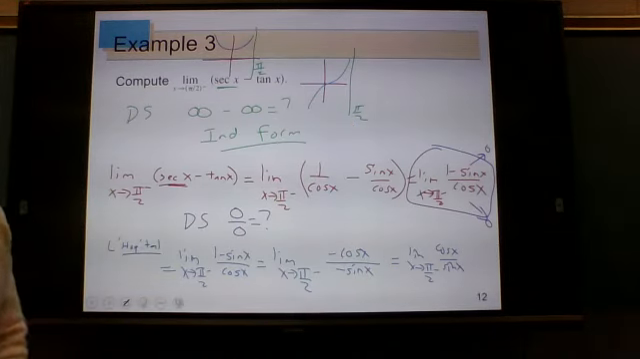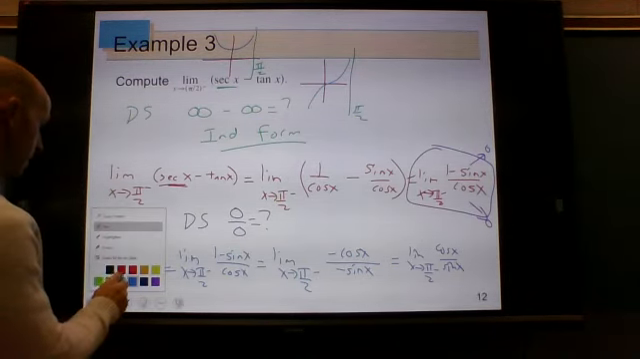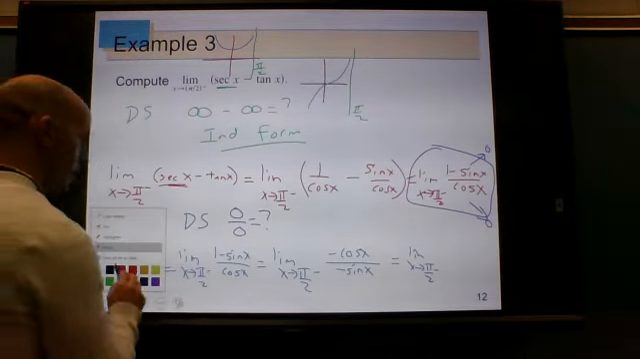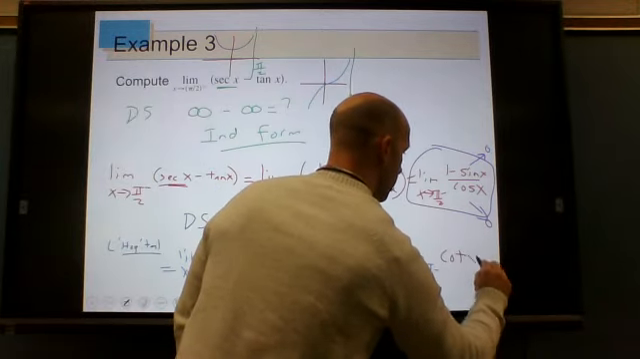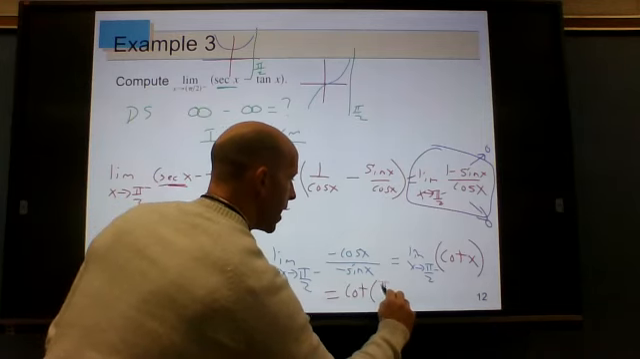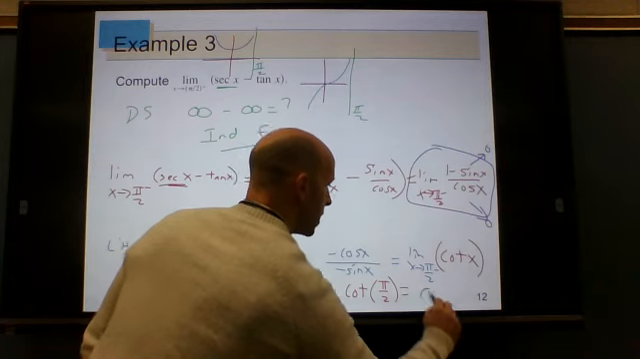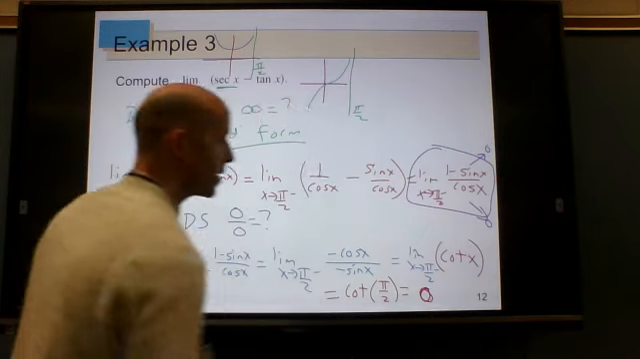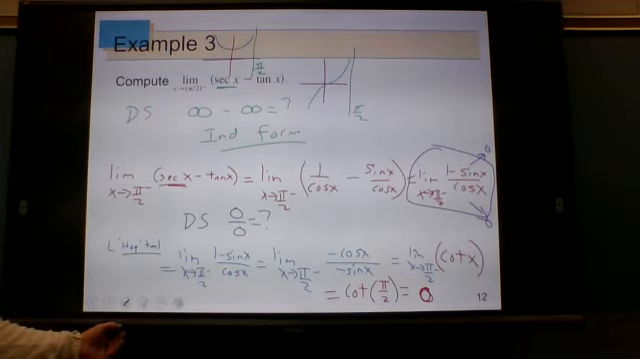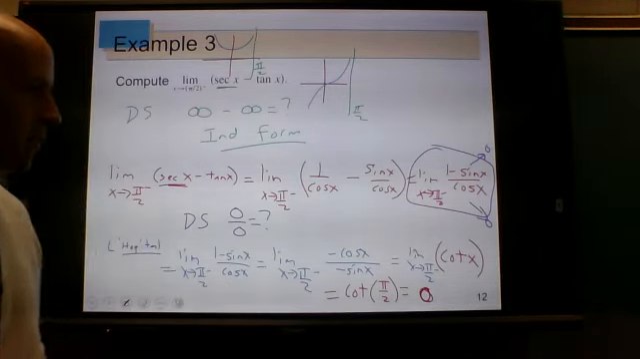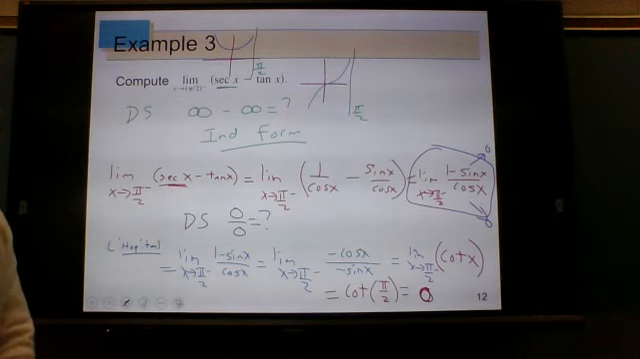Oh, and by the way, what is cosine x over sine x? Cotangent, thank you very much. So this is cotangent. And then the cotangent of pi over 2 turns out to be 0. So this answer is 0. If you wanted to, you could have just done the cosine of pi over 2 and the sine of pi over 2, and you will get the same answer. You get 0 over 1, which is 0.